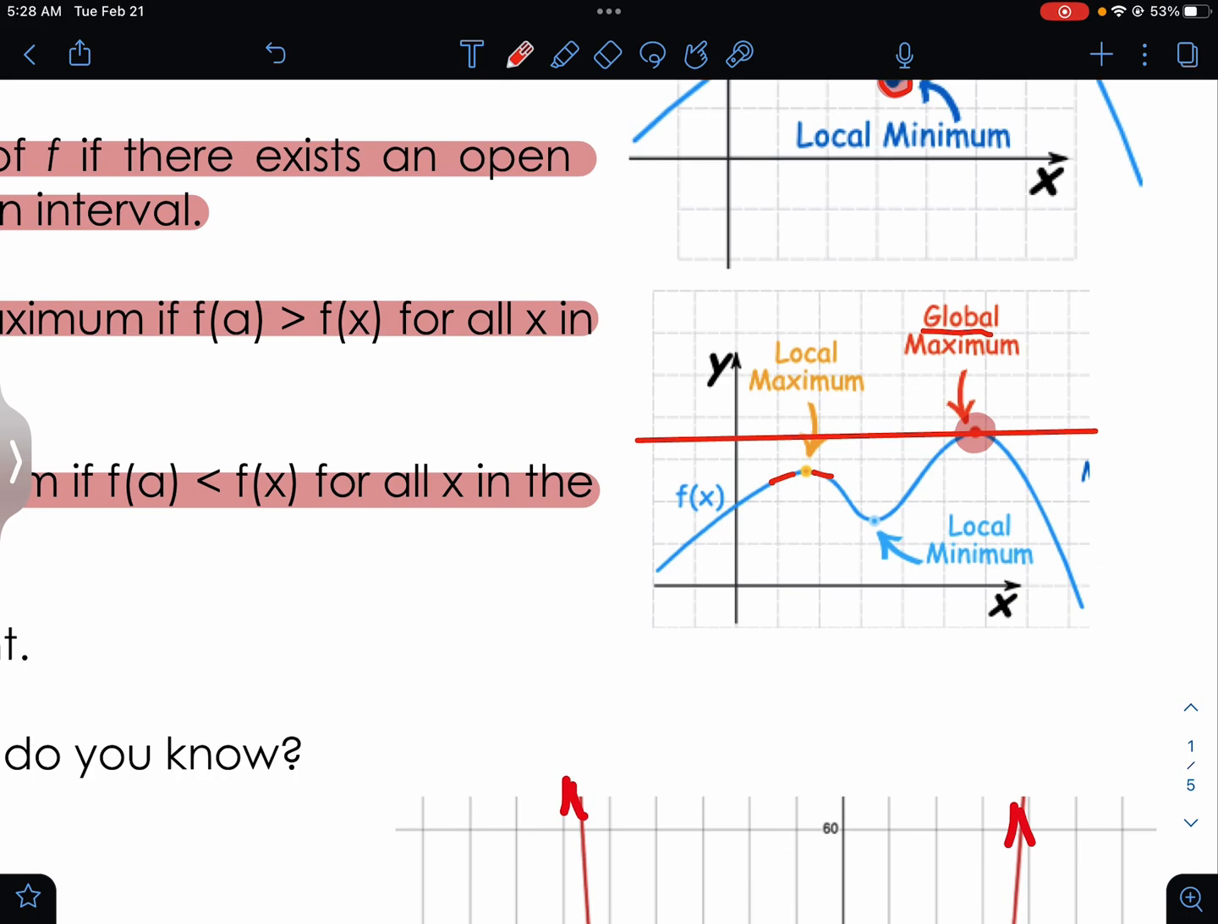And then this right here is just a local minimum because it's lower than all the points around it, but it's not the lowest. It's not the absolute lowest point, because if you look, this function is going down. And so right here, there's a point that is lower than this point. So in this function, there is no global or absolute minimum because the function continues going down on both sides.